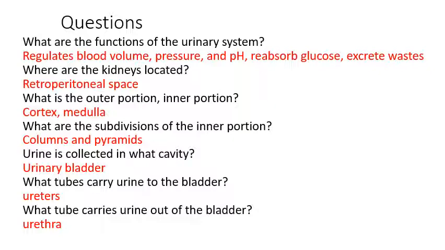The kidneys are located in the retroperitoneal space, so behind the peritoneum. Outer portion is the cortex, the inner portion is the medulla. The subdivisions of the inner portion are columns and pyramids. Urine is collected in the urinary bladder. The tubes that take the urine to the bladder are the ureters, and the tube that carries urine out of the bladder is the urethra.